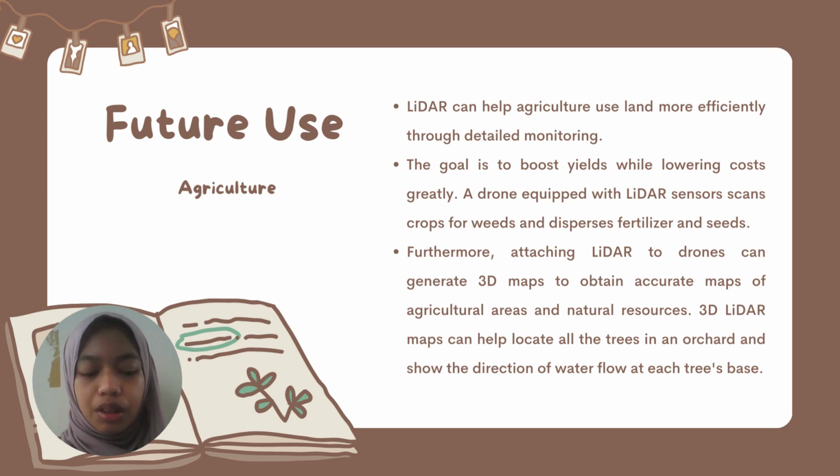Another future use of LiDAR is in agriculture. LiDAR helps to use land more efficiently by detailed monitoring to boost yield. A LiDAR sensor will be attached to the drone to scan crops for weeds and disperse the fertilizer and seeds. Furthermore, this feature is useful to obtain accurate maps of the agriculture area and helps locate all the trees in an orchard.